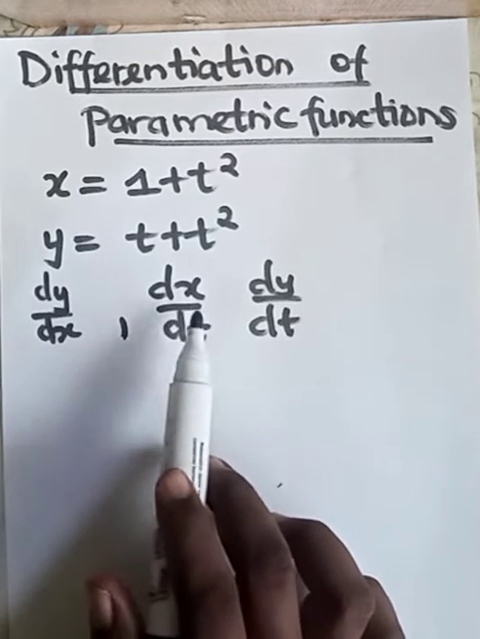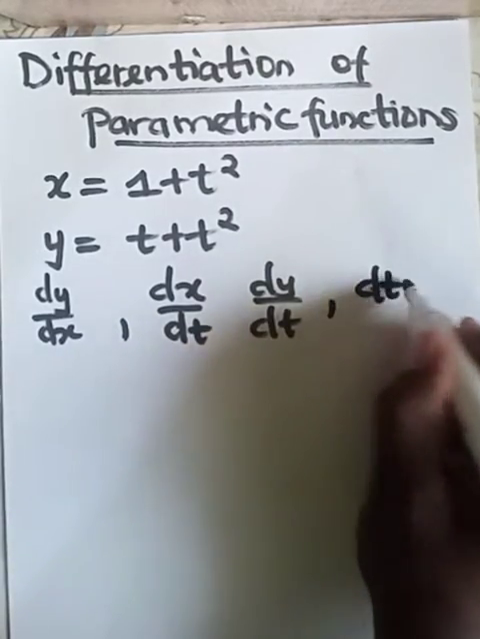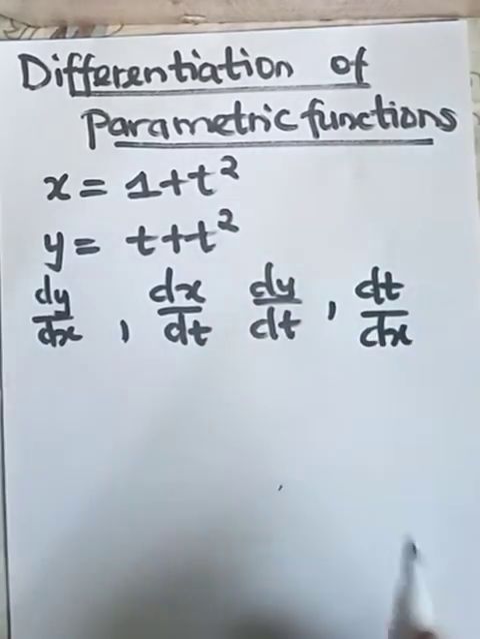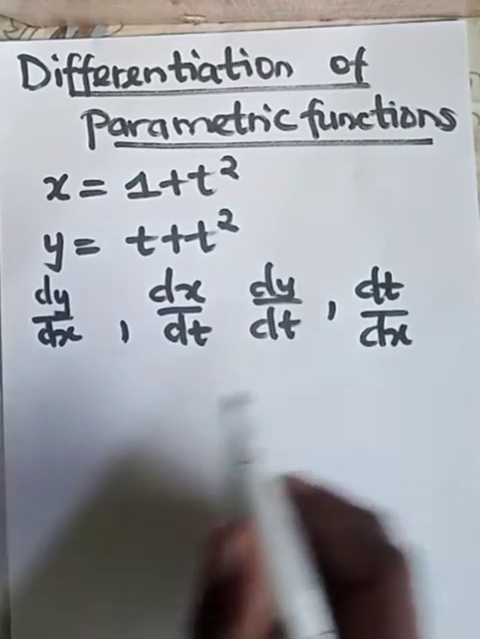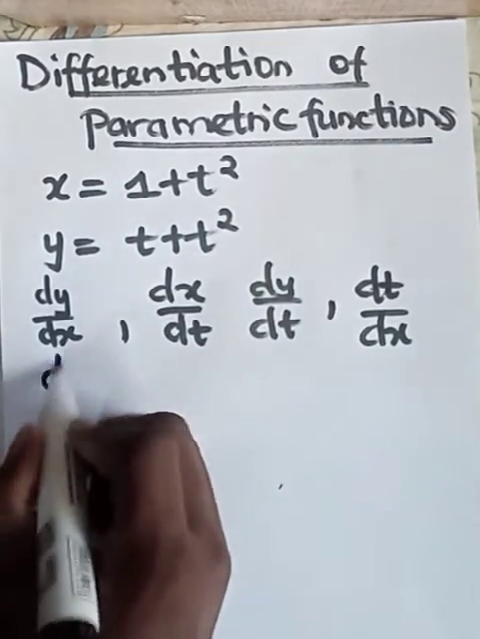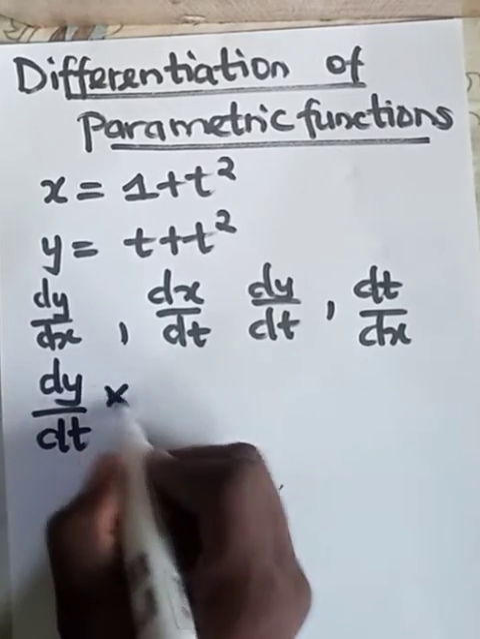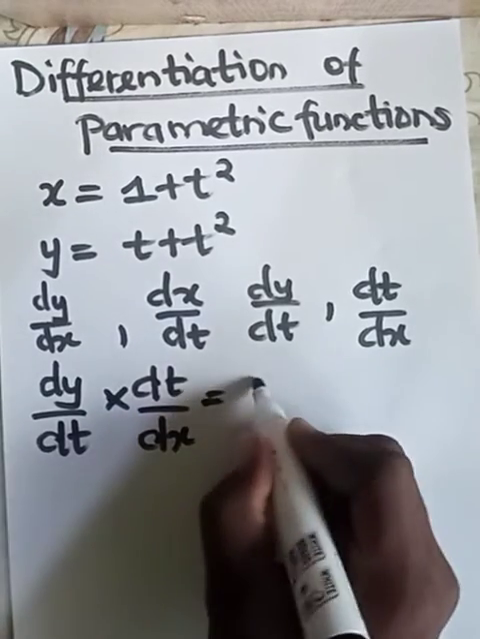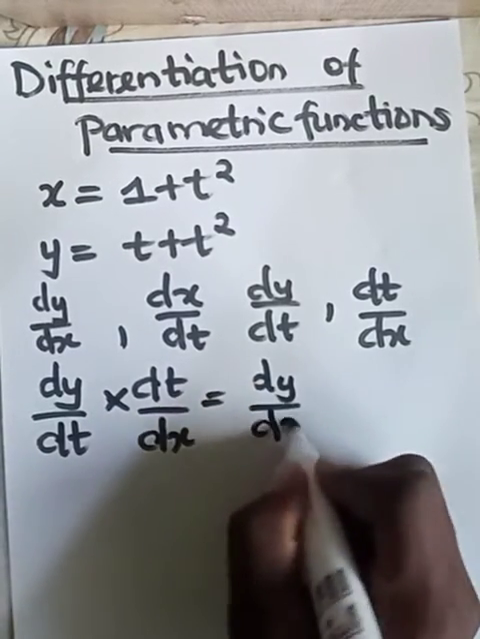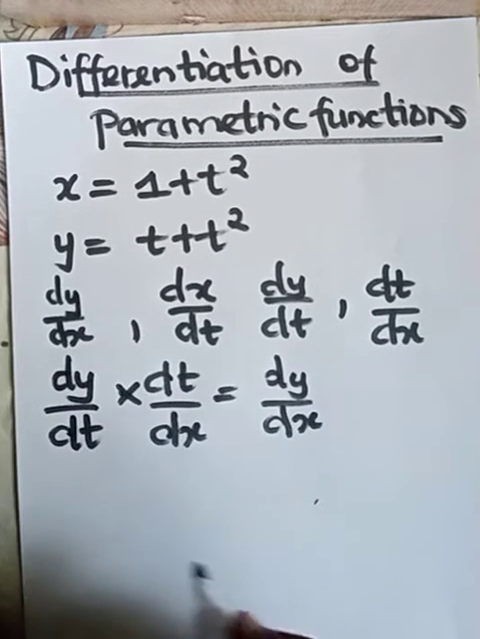If we take the inverse of this, if we invert this, that means we take it to be dt on dx. It's going to be possible. If we multiply this, we see that the dt's are going to go and we're going to be left with dy by dx, which is simply going to be dy on dt times dt on dx, which is equal to dy on dx. So that's the formula.